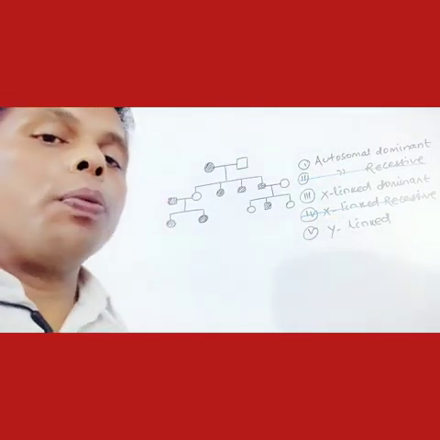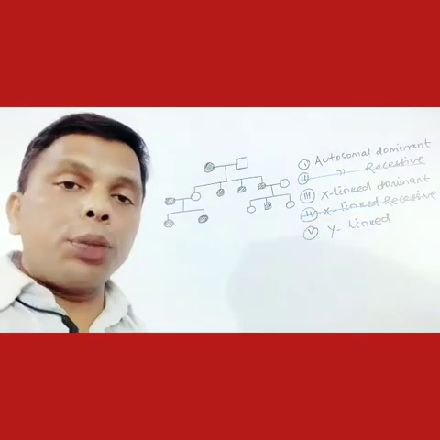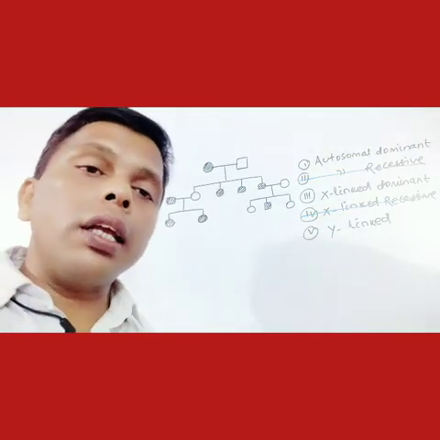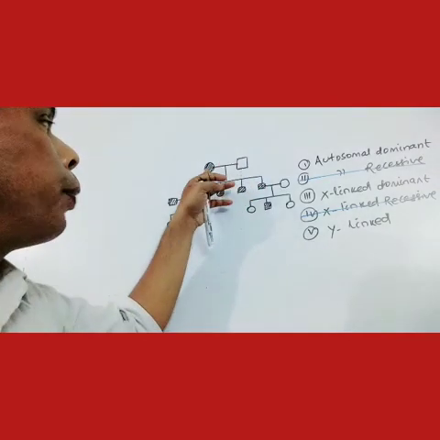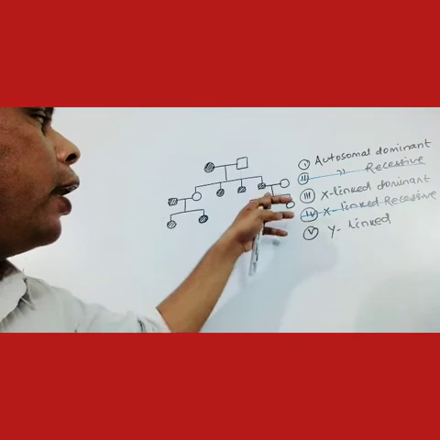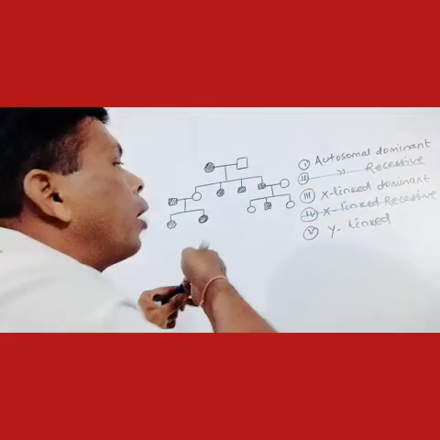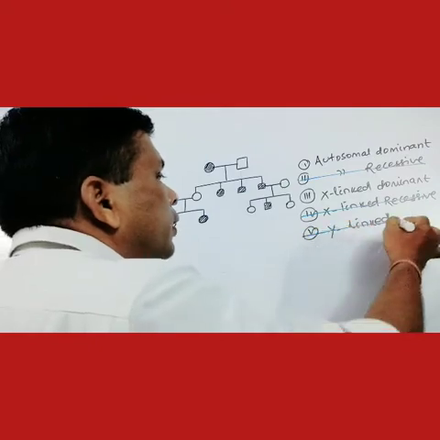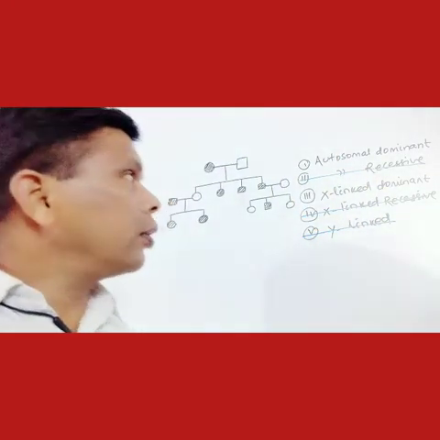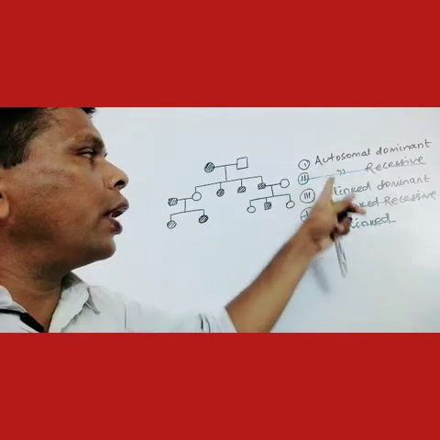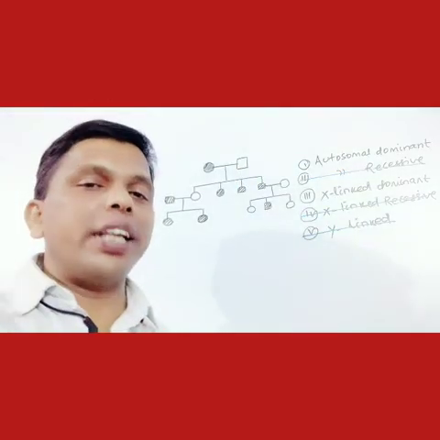I have told you, when the disorder is transmitted from male to male only, it is Y-linked. Here, female, female, male, that male, female, both are affected. That means it is not Y-linked. Then we have to test for autosomal dominant or X-linked dominant, and discriminate between them.